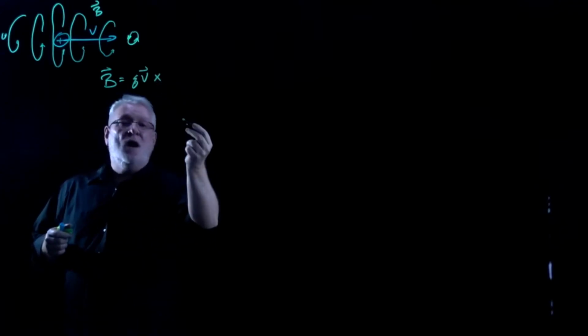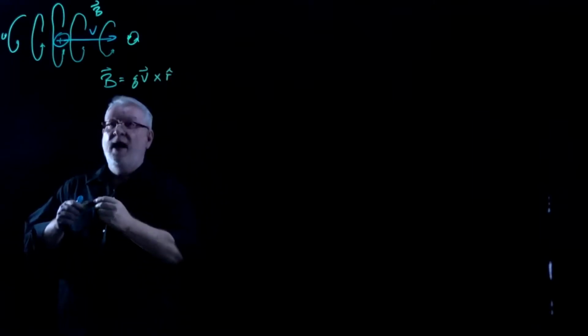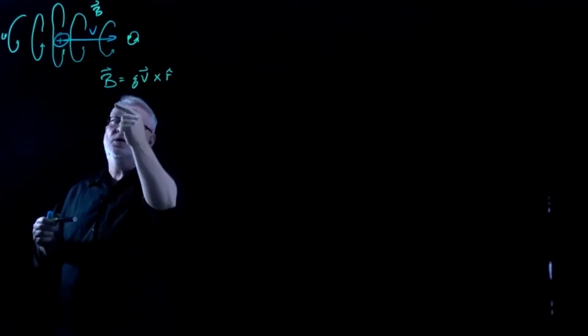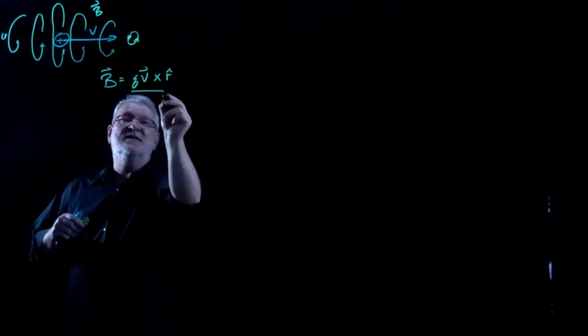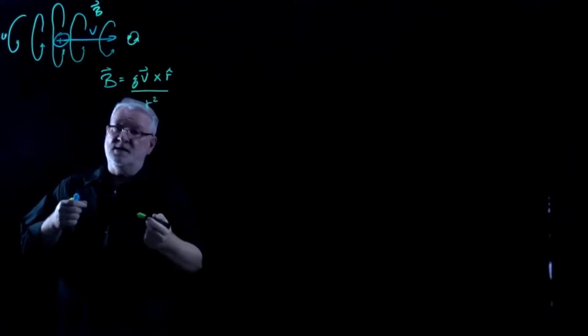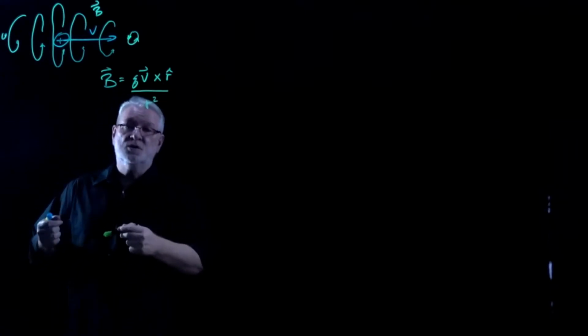And that will be crossed together with the radial vector. That is, at any point on the magnetic field, if I point a vector back towards the particle, that will be the radial vector. And then I divide this whole thing by the radius itself squared. That is, magnetism, similar to the electrostatic force, is an inverse square field.